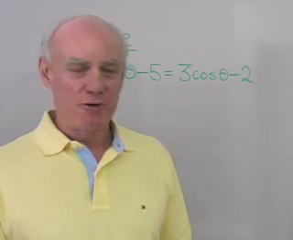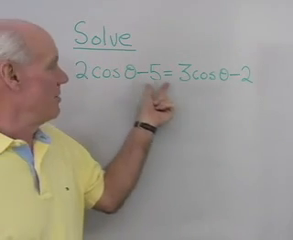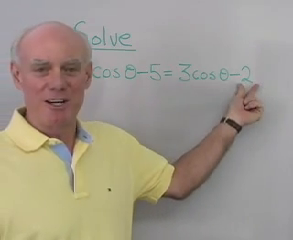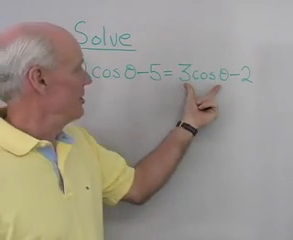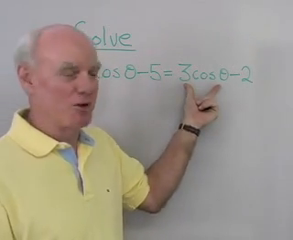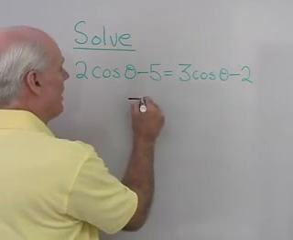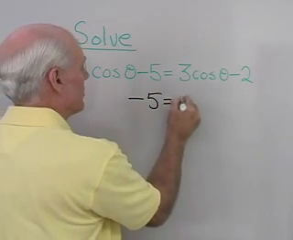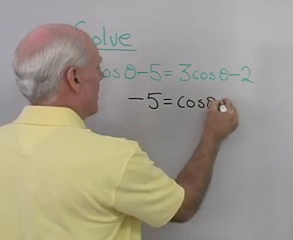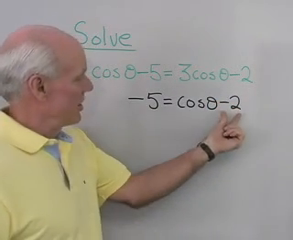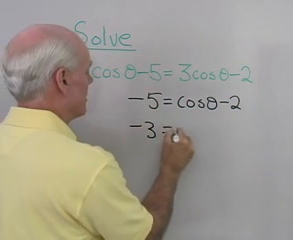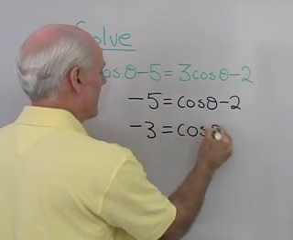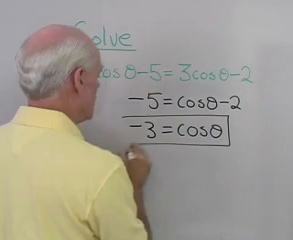Okay, here I have another trig equation: 2 cosine theta minus 5 is 3 cosine theta minus 2. Let's solve this equation. I have 2 cosine theta here, 3 here. If I add negative 2 cosine theta to both sides, I'll have negative 5 is equal to cosine theta minus 2. And now I can just add 2 to both sides and get negative 3 is equal to cosine theta.